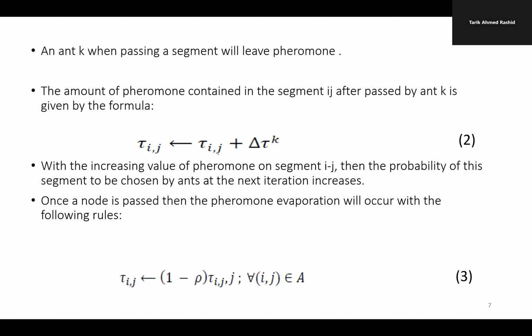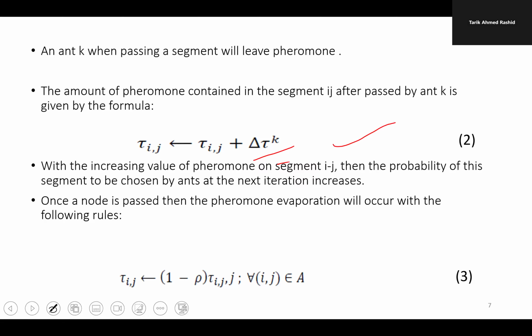Visibility is usually replaced with one over the distance between node R and node S. Now, ant K, when passing a segment, will leave pheromone. The amount of pheromone contained in the segment IJ, after being passed by ant K, is given by this formula, the formula for updating the pheromones. We will also tell you how you can get that.